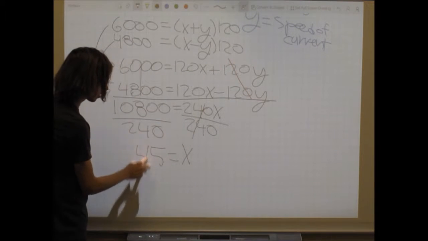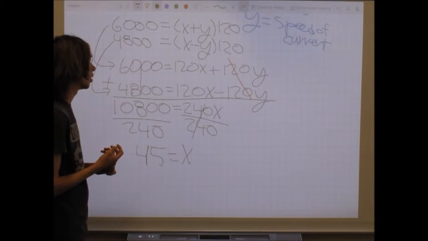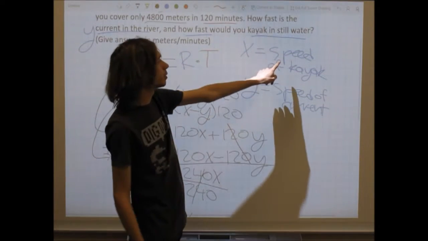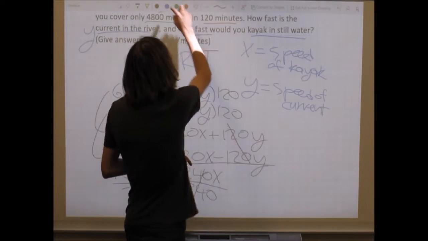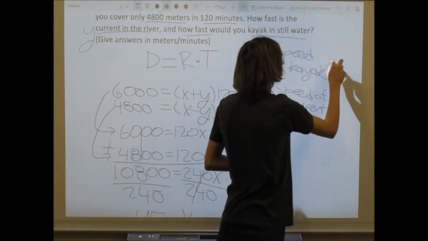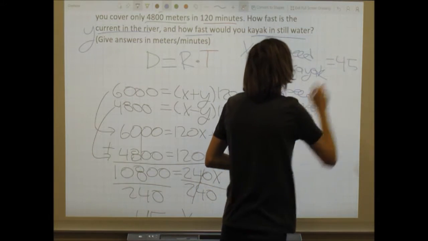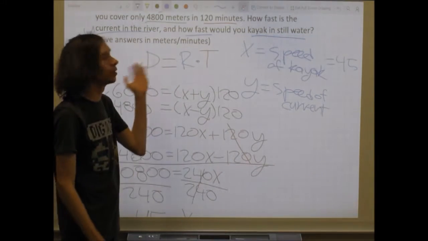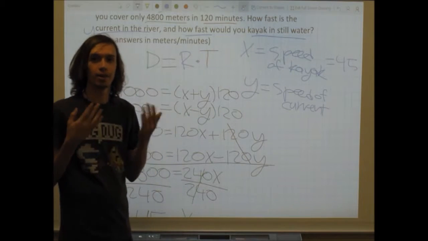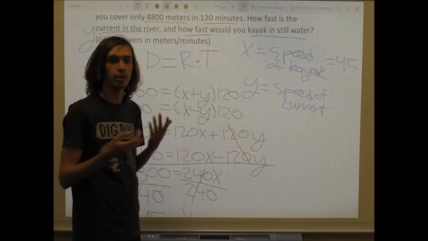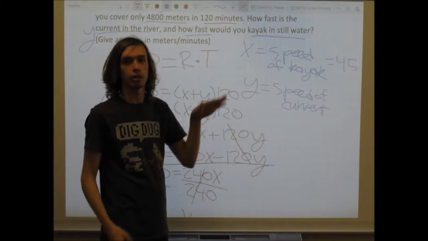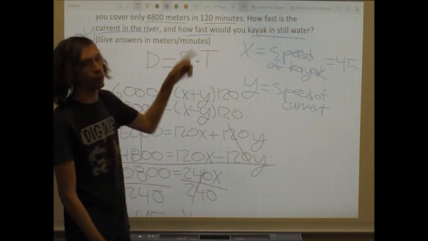Cool, so we have x equals 45, so we can go back to the top. Remember we said x is the speed of the kayak, so we just found out that that's 45. And since we're dealing with minutes and meters, that would actually be 45 meters per minute, not a standard measurement of speed, really, but for this problem it works. I won't write it there, but just so you know, that would be in meters per minute.